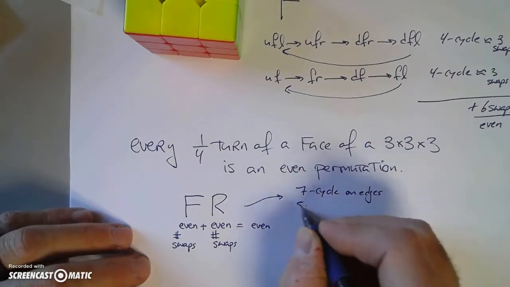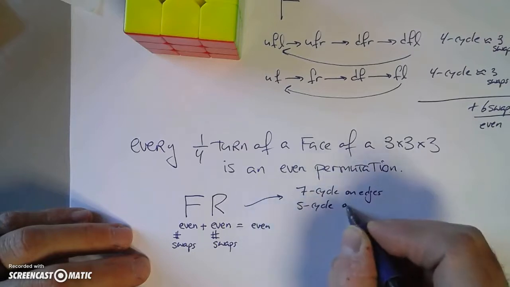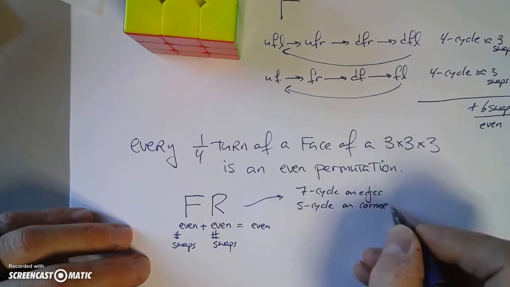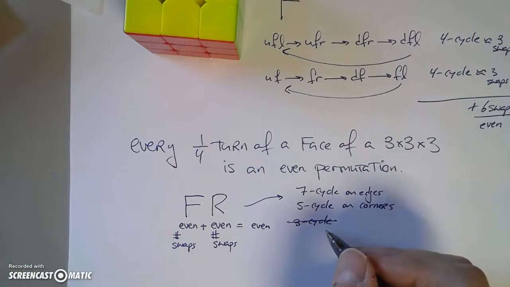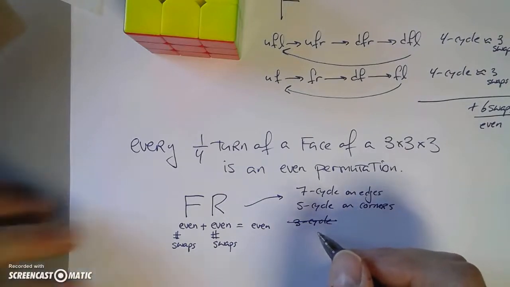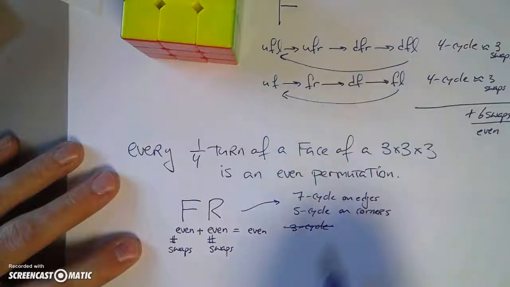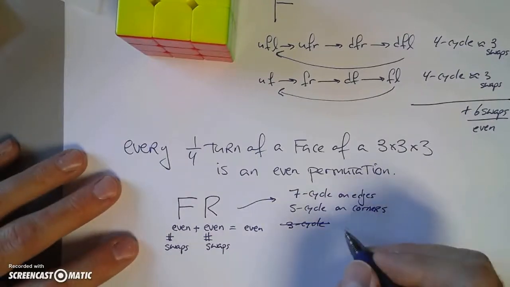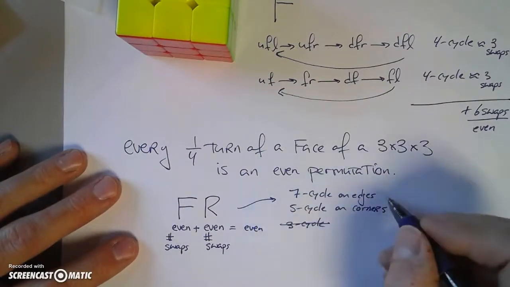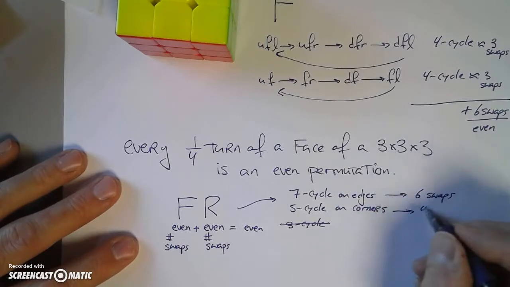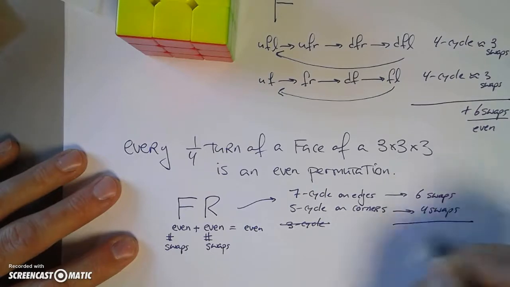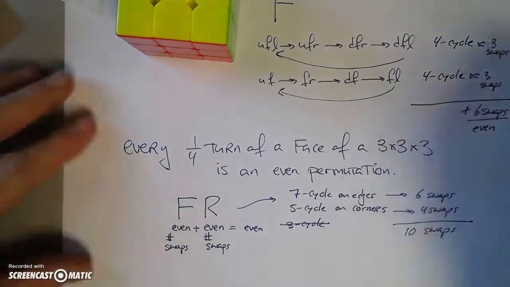And you might remember that we did this one in class: a 7 cycle on edges, and a 5 cycle on corners. There was a tricky 3 cycle we're not going to look at because it only dealt with orientation. We're actually not dealing with orientation here. We're just dealing with where things go. And it's a separate parity issue with orientations. So a 7 cycle is the equivalent of 6 swaps. This is the equivalent of 4 swaps. This is the equivalent of 10 swaps. Is even. So there's a couple ways of thinking about this.